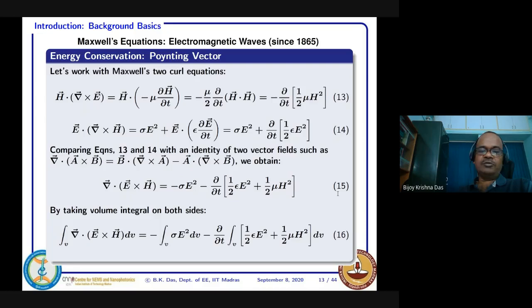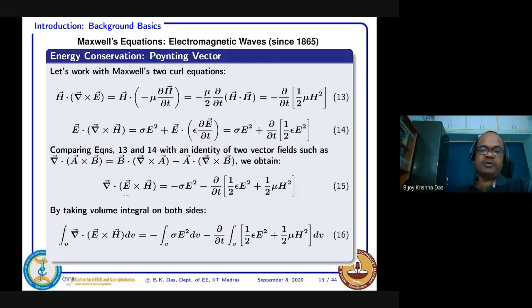So now you ultimately want to see the energy conservation. It is ultimately coming as energy, equations 13 and 14, rate of change of energy. So you want to see how energy is being conserved when an electromagnetic wave propagates through the medium or free space.